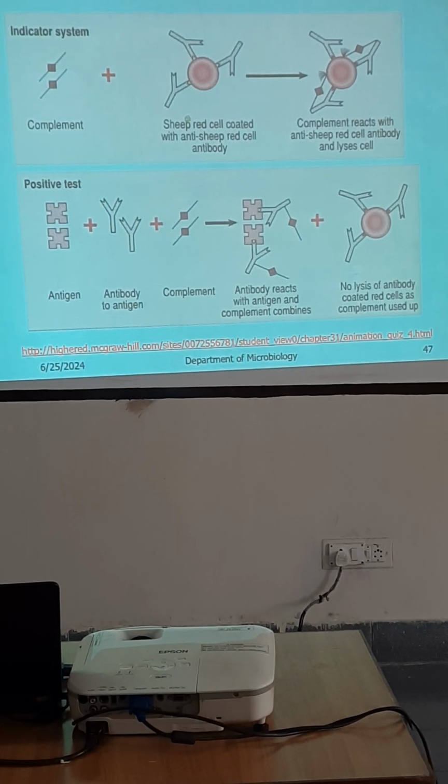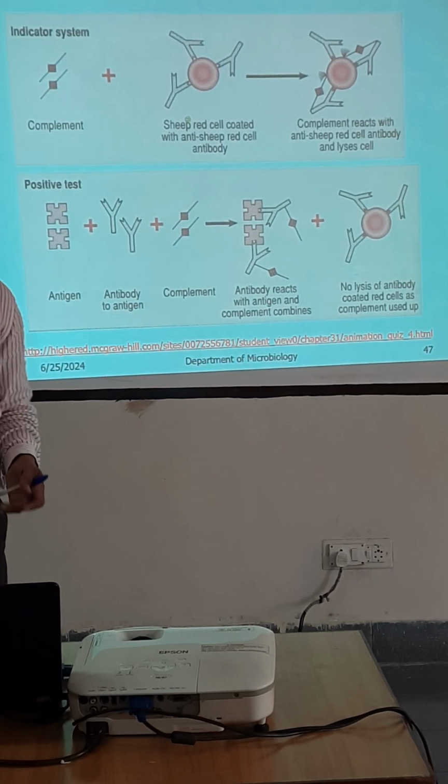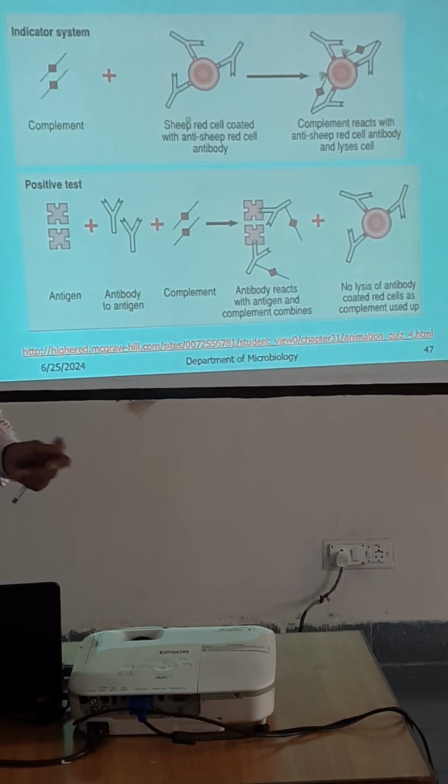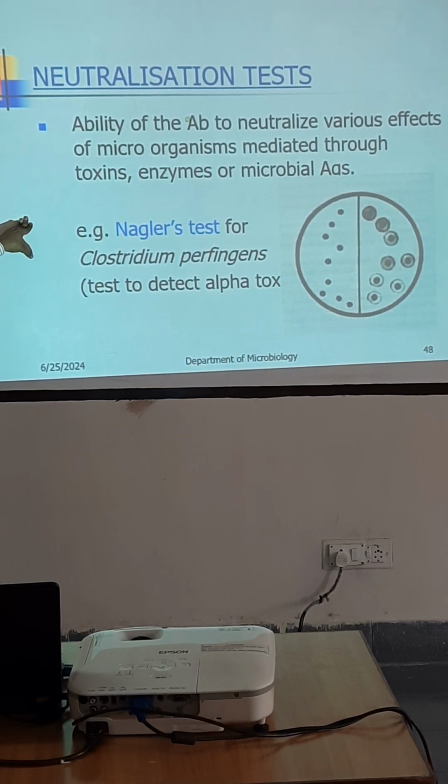Where in the positive test, we have the antigen, antibody, and the complement, where antigen antibody is going to form the antigen antibody complex, where the complement is utilized, and then we are going to have the hemolytic system, which is not utilized. Complement will not be acting on them, so there is no hemolysis over there, and the test is positive.